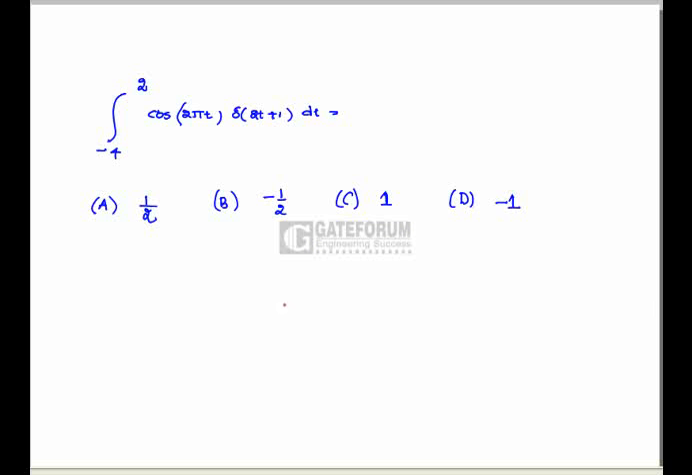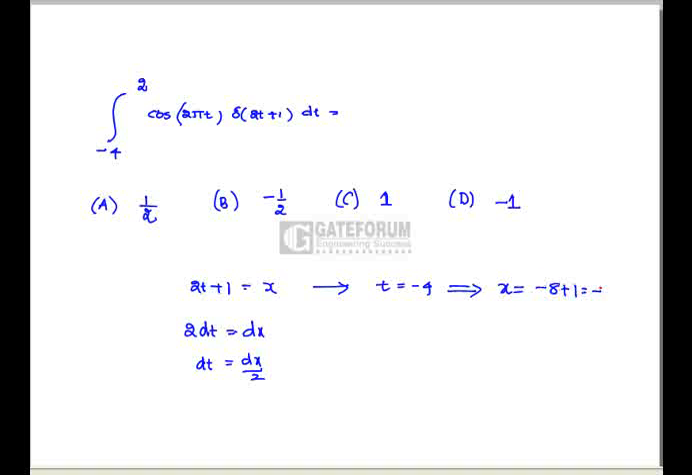The question is the integral from minus 4 to 2 of cos of 2 pi t delta of 2t plus 1 dt. Here 2t plus 1, assume x. So 2 dt equals dx, so dt equals dx by 2. If t equals minus 4, x equals minus 8 plus 1, which is minus 7. T equals 2 means x equals 4 plus 1, which is 5. Here t equals x minus 1 by 2.